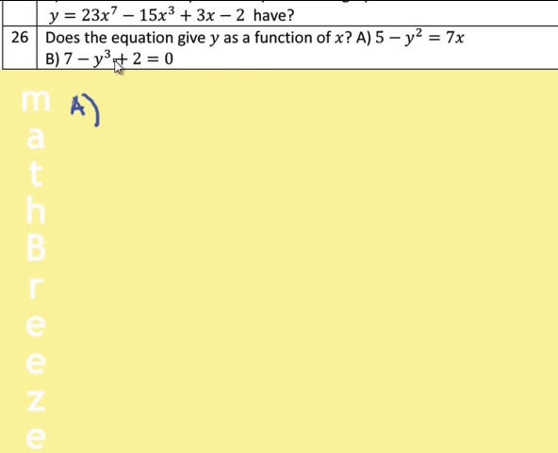(26) Does the equation give y as a function of x? Well, if we could solve for y, then it does. Okay, and we want to solve for y without a plus minus. So let's do that. So here we have an A. Let's subtract 7x and add y squared. So I just want to add y squared to both sides, solving for y squared. And if we were to solve for y, we would have a plus minus. So then y is not a function of x, so no.